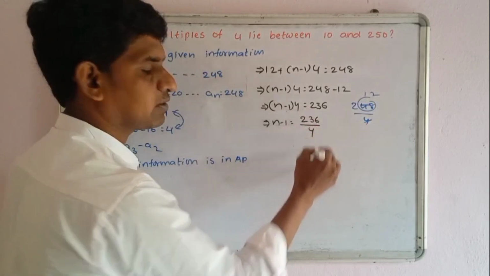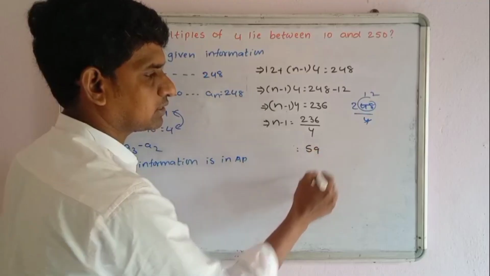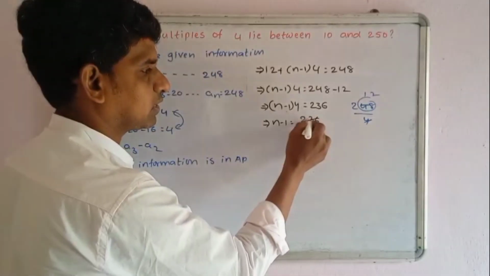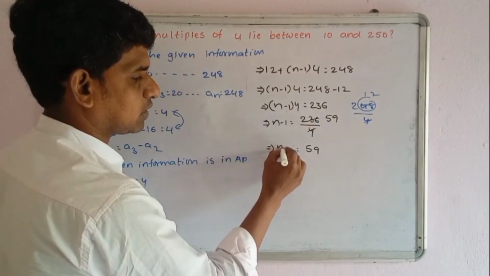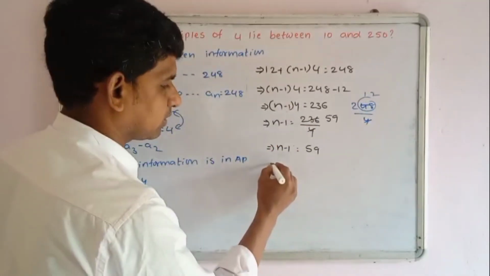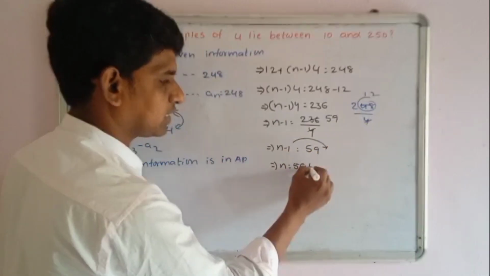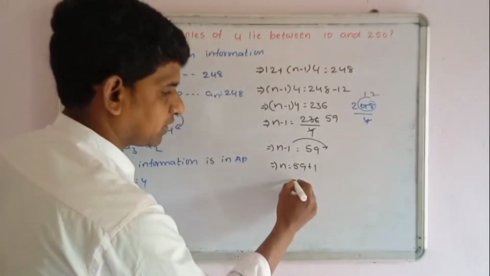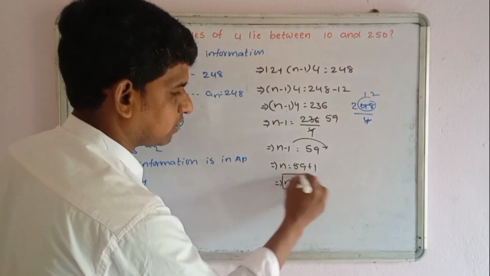4 transposed to the right side, divided by 4. So how many times 4? 5 fours are 20, 9 fours are 36. 36 fours are 144, so 59 times. So N minus 1 equals 59. N equals 59, minus 1 transposed to the right side becomes plus 1. So 59 plus 1 is 60. So the value of N is 60.